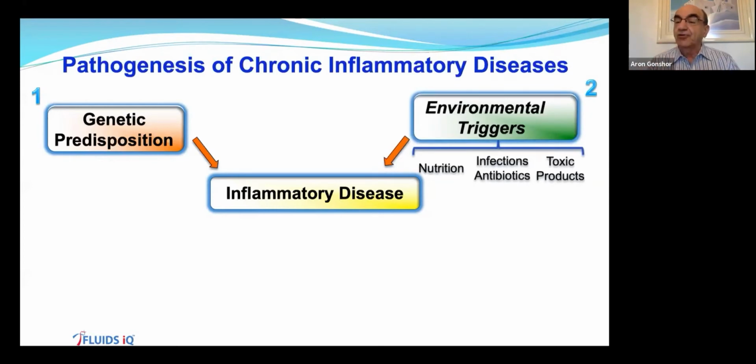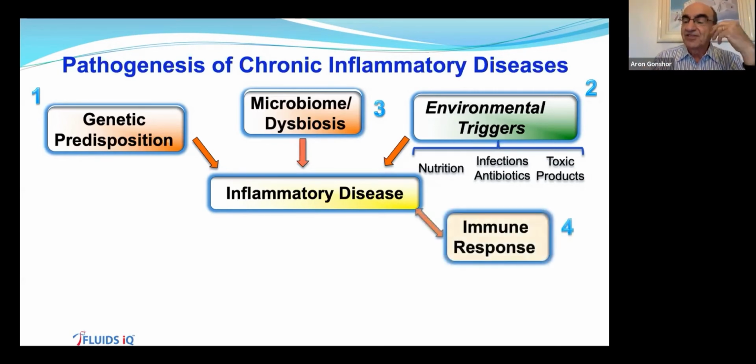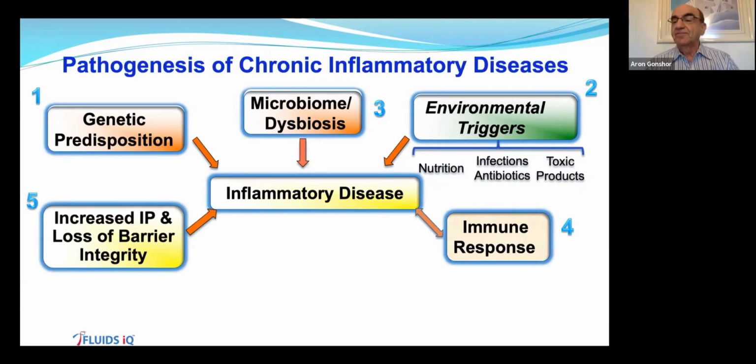One of them is environmental triggers. What is happening in our environment? So of course, nutrition, which we're going to go into in a lot of detail in the next few minutes. Infection, antibiotics, toxic products, all of that together with the microbiome, especially when it's not functioning properly, when it becomes dysbiotic. That leads to dysregulated or imbalanced immune response, which then makes inflammatory problems even more problematic. And that, together with the increased intestinal permeability and the loss of barrier integrity due to a great degree to dysbiotic behavior, is going to lead to inflammatory disease.